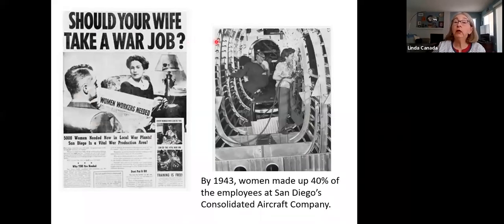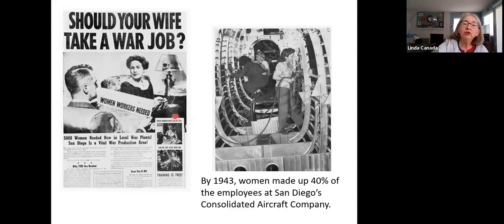With all the men who were leaving to enter the military, there were not enough workers in the aircraft plants. And so the big question became, should your wife take a war job? And it wasn't only wives that were taking war jobs. It was also teachers and single women, who were being recruited to work the summers at the Consolidated Aircraft Company, the Consolidated plant in San Diego.